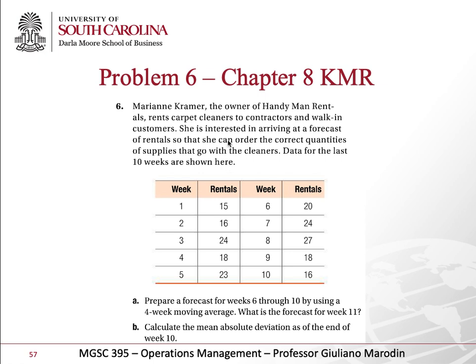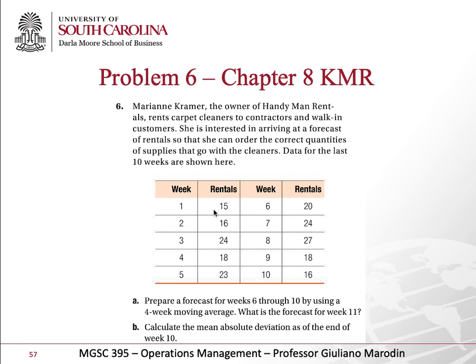So in this example, Marianne Kramer is the owner of Handyman Rentals. They rent carpet cleaners to contractors. She's interested in arriving at a forecast for rentals so we can order the right quantity of the supplies, right? So here we have the list of the demand for 10 weeks. You have week 1, 2, 3, 4, 5, 6, 7, 8, 9, 10, and you have the rental.